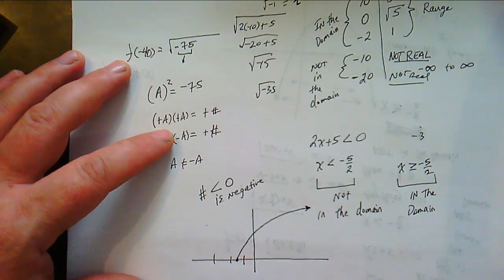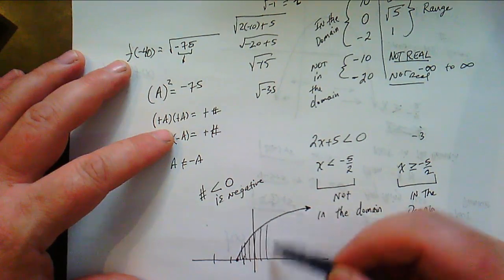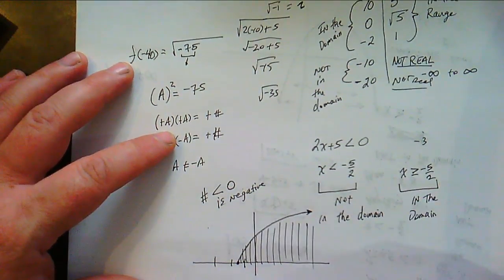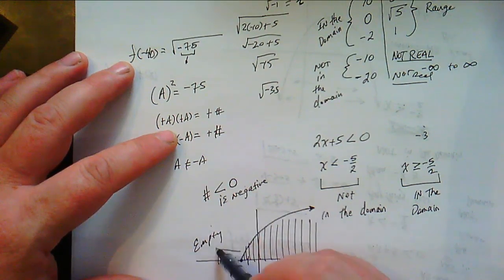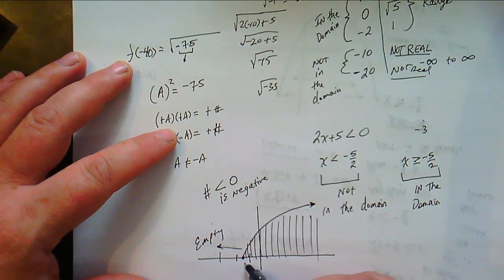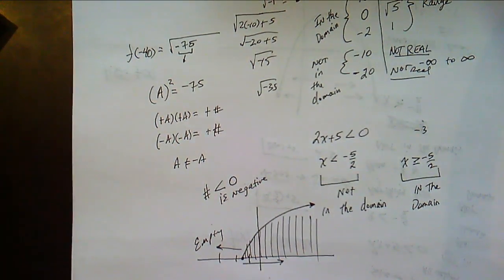All the numbers underneath this curve are in the domain, but this is empty. There's nothing from here that way. All of the numbers in the domain are this way. Yeah, you kind of got it. It's kind of iffy, but I think you guys have the general idea. If you had a little bit of practice with these, I think you'd get it.